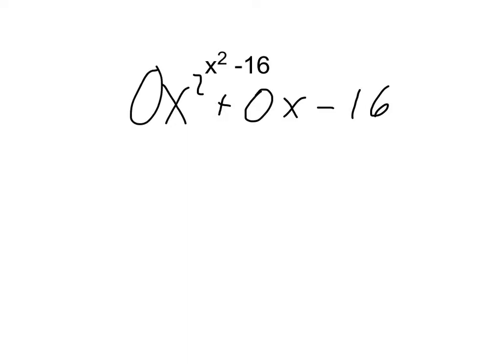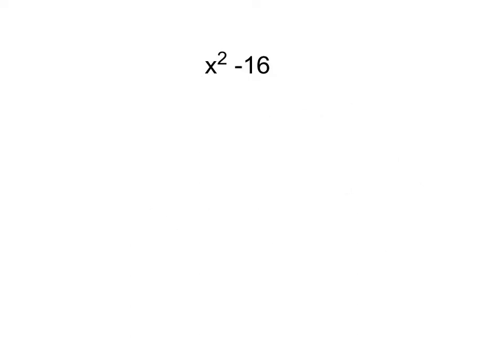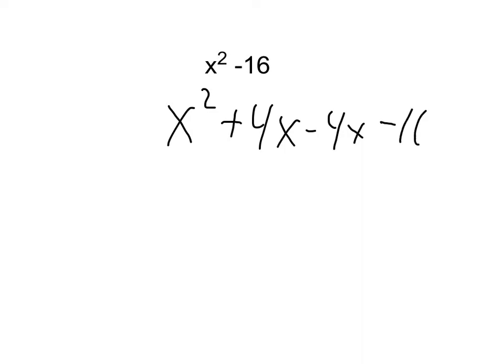I can see that it's going to need to have a product of negative 16. And I can see that it has to have a sum of 0. So, the two numbers that I can think of that would multiply to negative 16 but add to 0, well, it has to be one positive and one negative to add to 0, and they have to be the same number. So, for me, that is 4 and negative 4. I can now rewrite this polynomial with the sum 4x, negative 4x, minus 16.